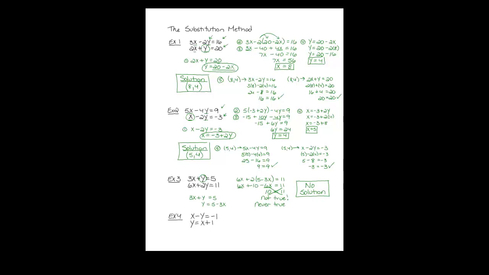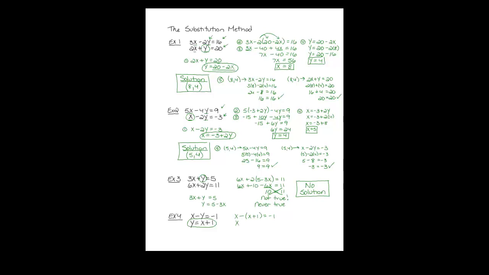Example 4, here we have x minus y equals -1 and y equals x plus 1. So solving one of the equations for one of the variables in it, if you look at the second equation, it's already been done for you. Y has already been isolated. So step 1 has already been done for us. We can skip to step 2 where we plug it in. So we're going to have x minus, replacing y with x plus 1, equals -1.